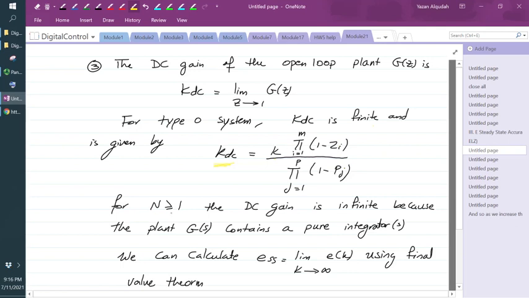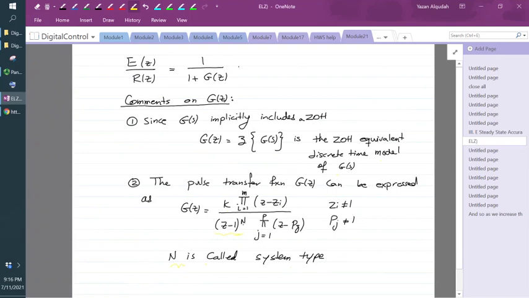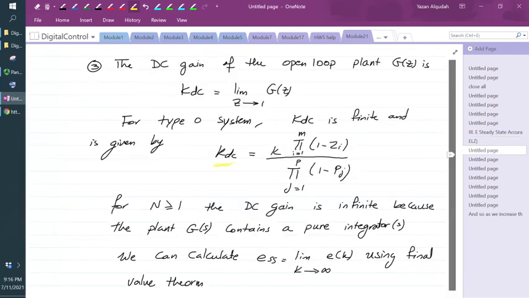Now, if N is greater than or equal to 1, this DC gain is going to be infinite. If N is equal to 1 or greater, when I take the limit as Z goes to 1, I'm going to have 1 minus 1 in the denominator. And therefore, this KDC is going to be infinity, because the plant would have had pure integrators in it, which result in an infinite value for KDC.